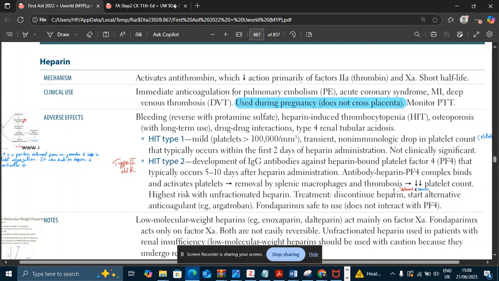Okay. How would we manage the patients of HIT type 2? First of all, we would immediately stop heparin. The second is we give the patient direct oral anticoagulants, and or we can give the patient fondaparinux. The treatment is first to immediately discontinue heparin, then start an alternative anticoagulant, which are the direct thrombin inhibitors, for example argatroban, and fondaparinux, which is safe to use because it does not interact with platelet factor 4.